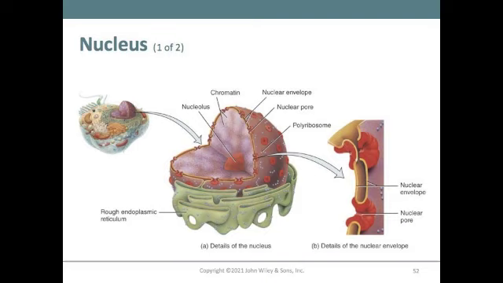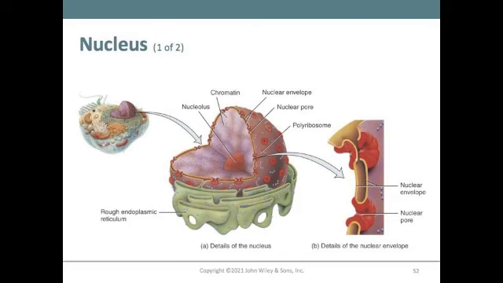A double membrane called the nuclear envelope separates the nucleus from the cytoplasm. Both layers of the nuclear envelope are bilayers similar to the plasma membrane. The outer layer of the nuclear envelope is continuous with the rough ER and resembles it in structure.